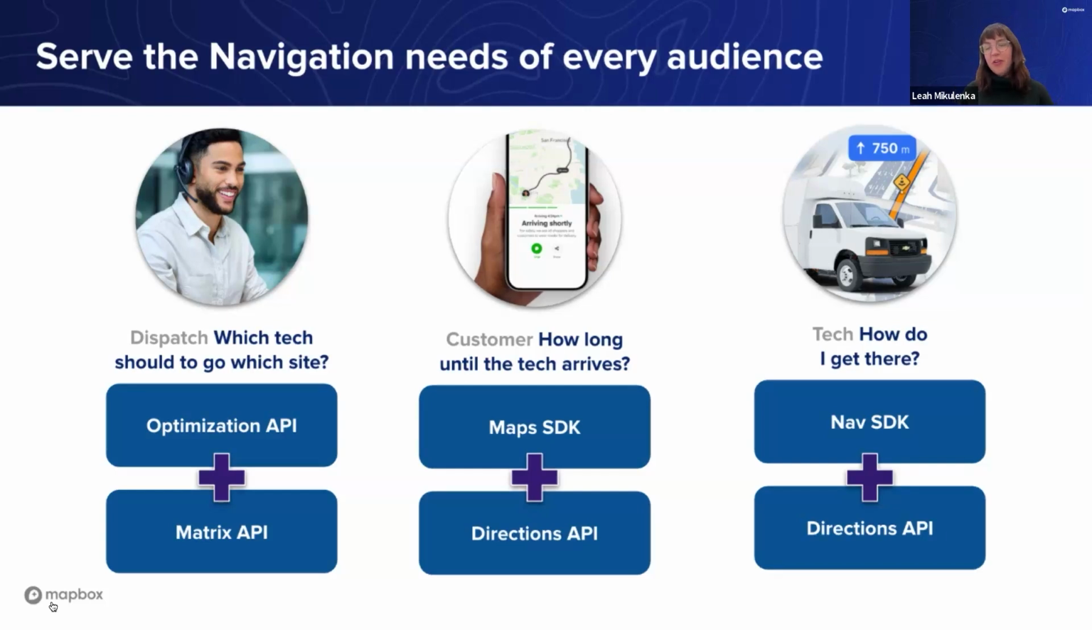For the customer, you're going to display the route that's being taken and the ETA, and that's done with our Maps SDK and Directions API. And then for that actual driver who's delivering, picking up food and then delivering it to a customer, the Nav SDK is going to be essential to give them that turn by turn, and the Directions API is going to be powering that through the Nav SDK.